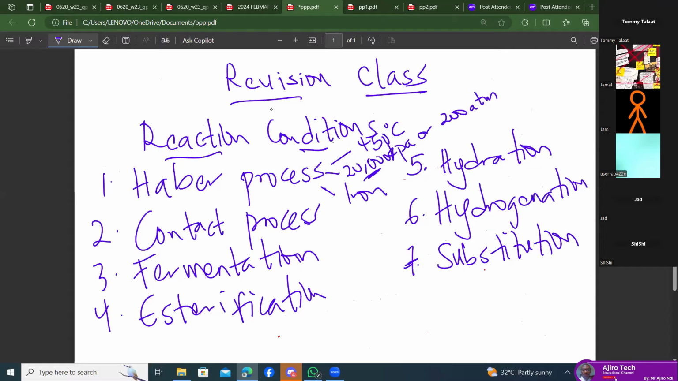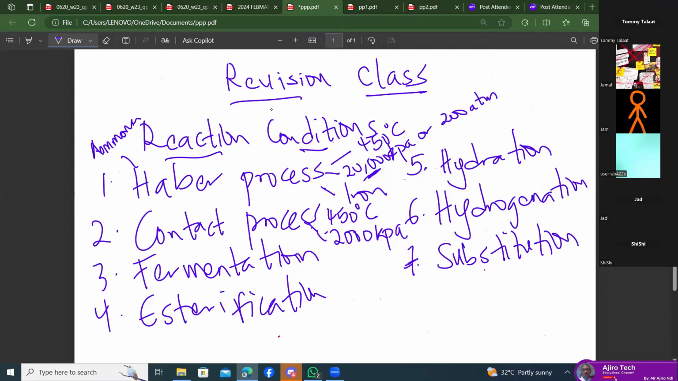Now, for the contact process, we are simply talking about the production of sulfuric acid. Remember, this is for sulfuric acid, while the Haber process is for ammonia. So when we talk about the contact process, it has the same temperature as the Haber process. So it is still 450 degrees Celsius. But this time the pressure is lower than the 20,000 kPa we said earlier.